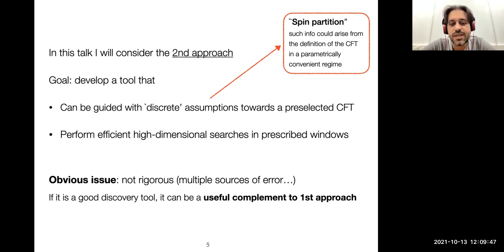But as I said, my main concern here, at the first stage, is not so much accuracy, but whether I can develop a tool that is a good discovery tool. So if this tool is not super accurate, but it can actually locate, with some significant errors, the theory I'm interested in, my hope is that this will be an interesting discovery tool that potentially can be used as a complement to the first approach, where potentially we can get much more accurate results.